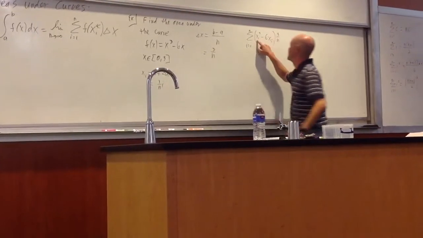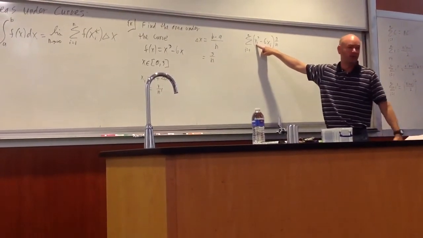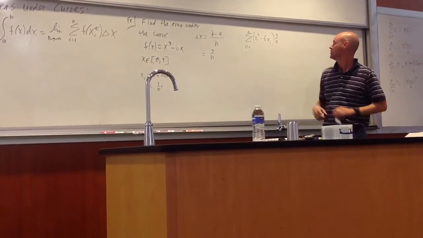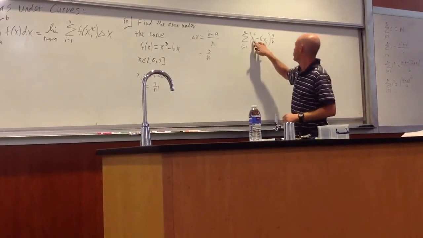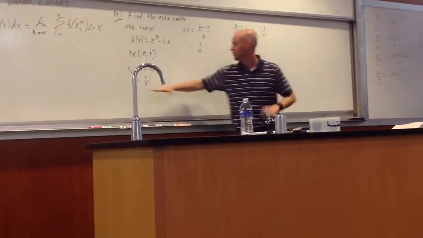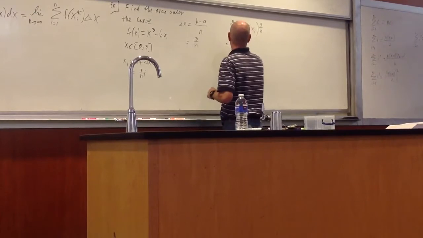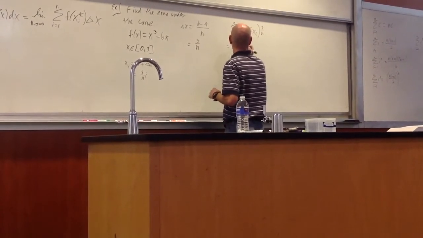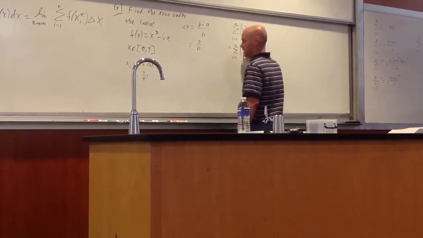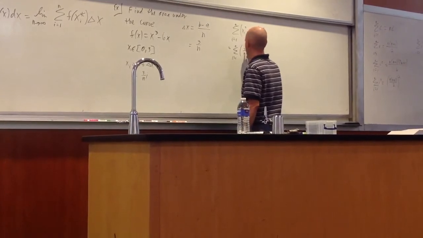So when i equals 1, this is x of 1, whatever that value is. I'm now going to replace x of i with what x of i is equal to. x of i is 3i over n.